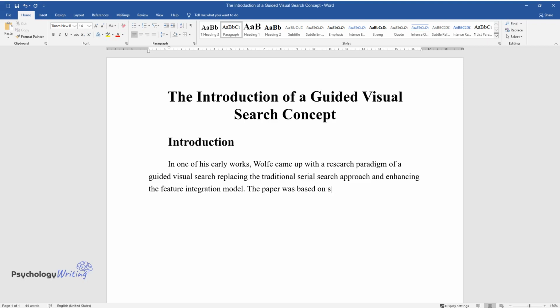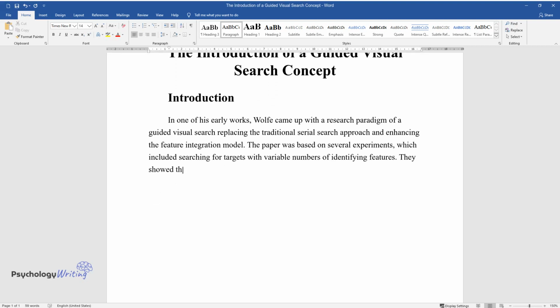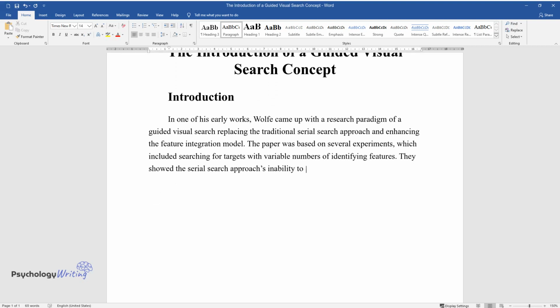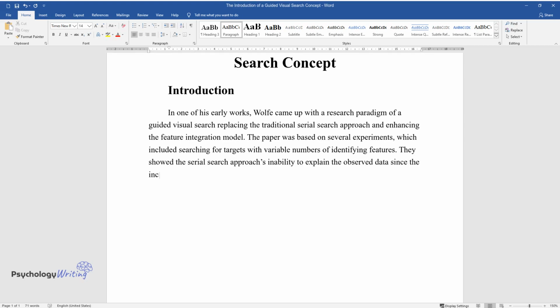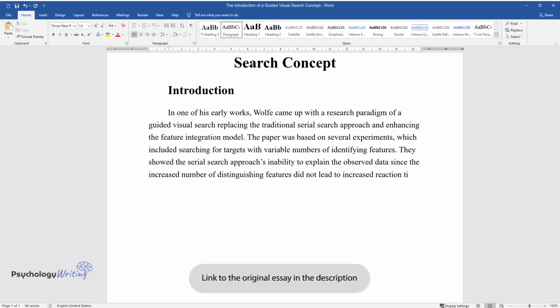The paper was based on several experiments, which included searching for targets with variable numbers of identifying features. They showed the serial search approach's inability to explain the observed data, since the increased number of distinguishing features did not lead to increased reaction time.